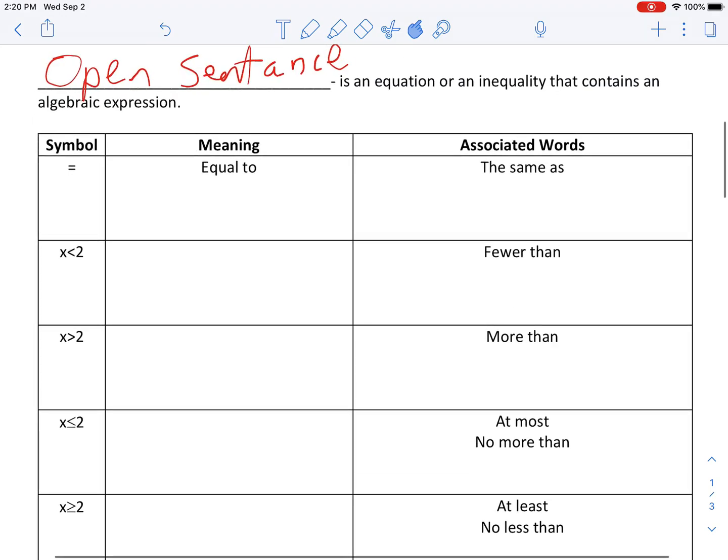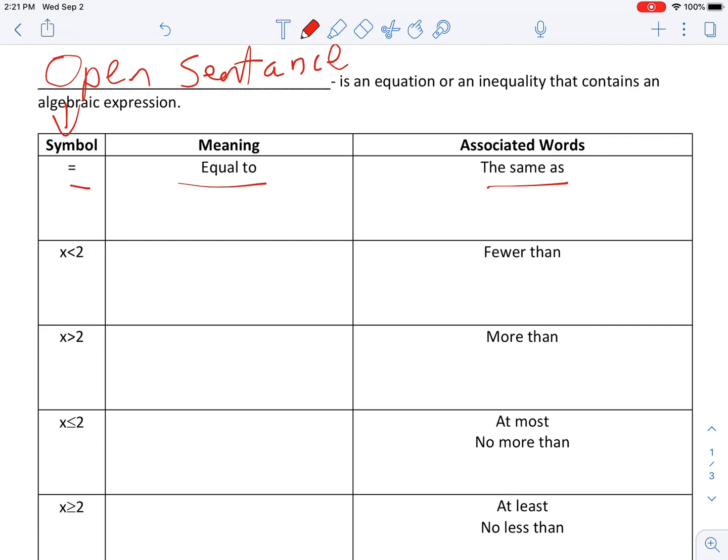On the left-hand column, you have the symbol, the middle column, you have the meaning, and on the far right, you have the associated words. Make sure you are able to familiarize yourself with these because these are what show up in word problems, and this is what gives kids problems when they are unsure of what the problem's asking because they don't know these associated words and they mean less than or they mean greater than or equal to. All right, so the first row is filled out for you, the equal symbol. It means equal to or the same value, and the associated word is the same as.